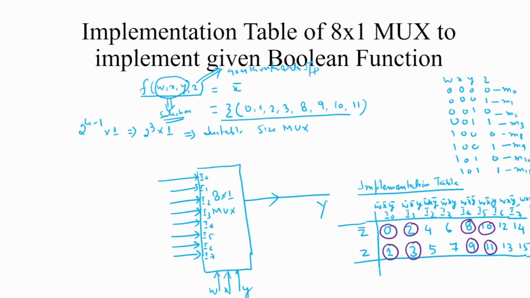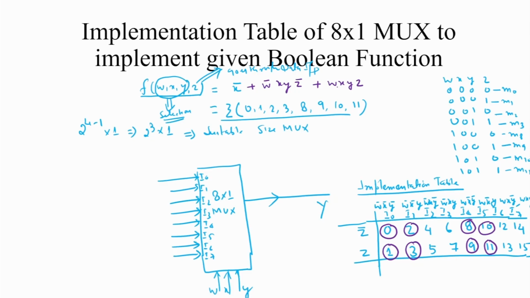Suppose we simply represent this function as what? Another term we also include with this function is W complement. Suppose we implement here W complement x y and z complement, and one term is also W x y and z. This means the function is represented.